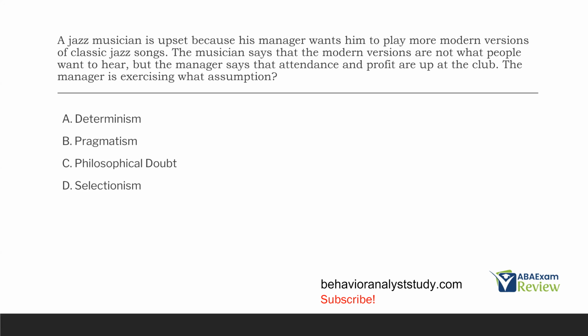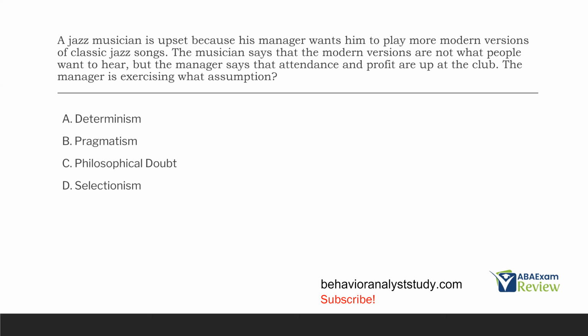B, pragmatism. The manager is being pragmatic. He's using results to make his decisions. He's not saying, well, I like it better. He's not saying it's better music. He's not saying the jazz musician is wrong. He's just saying, look, data show that attendance and profit are up. I'm being pragmatic. I've got to make results-driven decisions. That's what I'm doing. He's being very pragmatic.